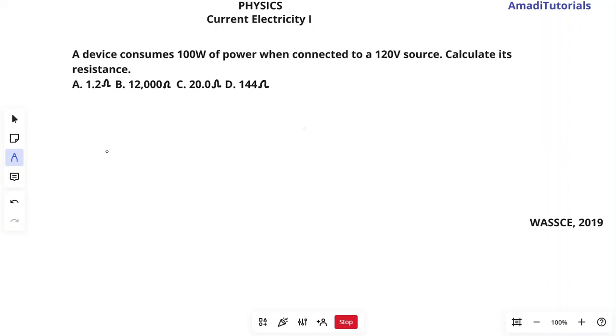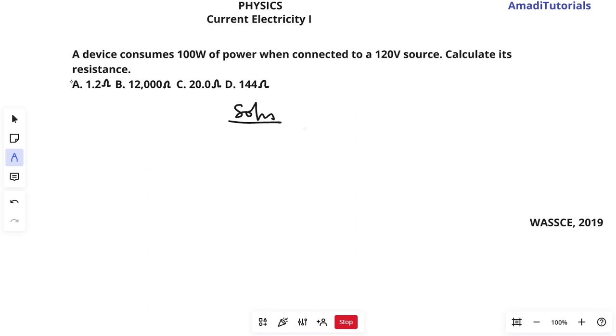Comprehend the concept of ratings on electrical devices, and then understand the relationship between power, resistance, and voltage. This last question will help us to do that. A device consumes 100 watts of power when connected to a 120-volt source. Calculate its resistance. So we'll quickly do that.